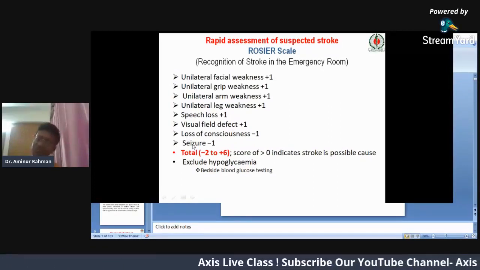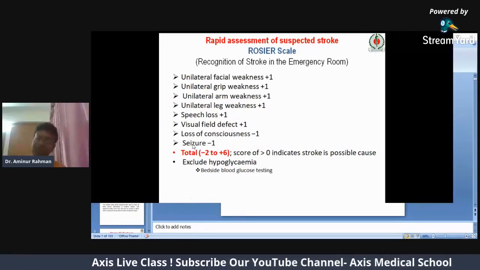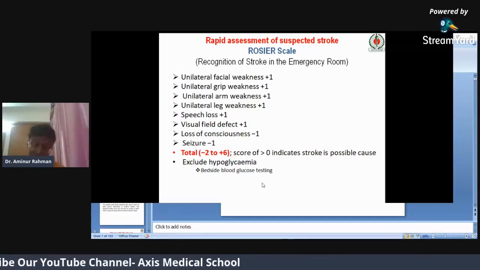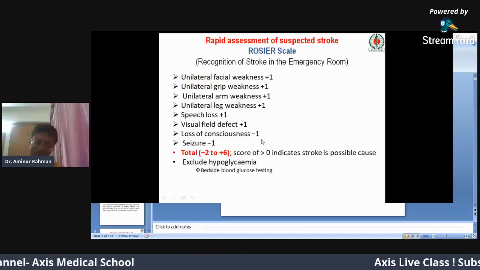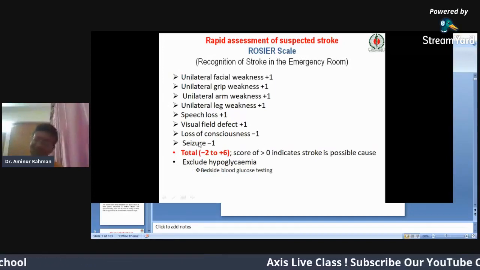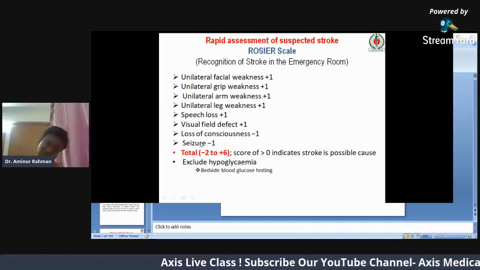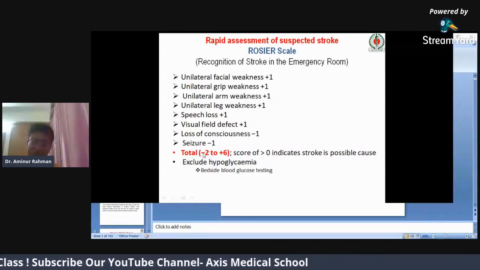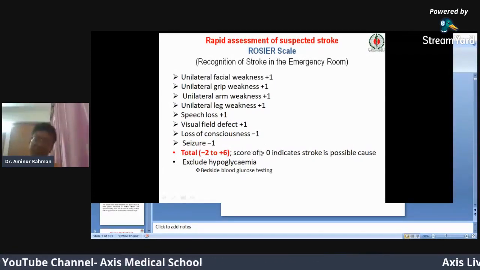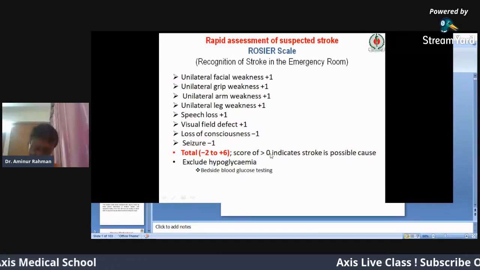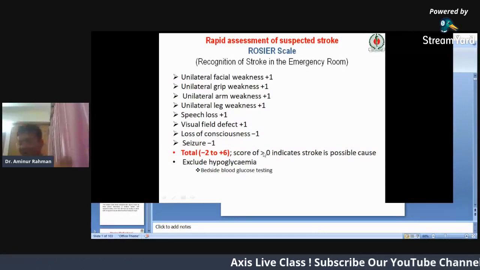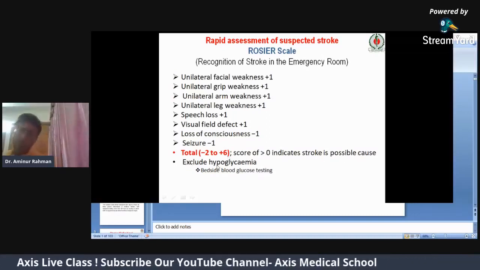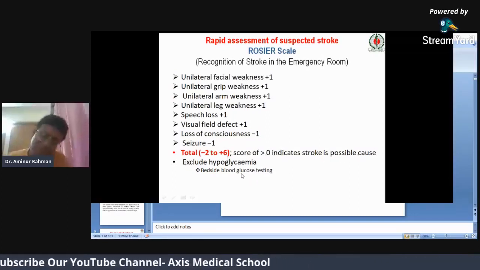There are many causes of loss of consciousness. If the patient comes to you with loss of consciousness, it scores -1. And if the patient comes to you with seizure, it scores -1. So the total score is -2 to +6. If the score is more than 0, that is 1 or above, it indicates stroke is a possible cause, excluding hypoglycemia. So you must exclude hypoglycemia.